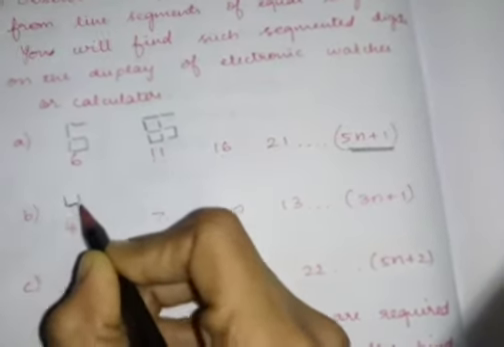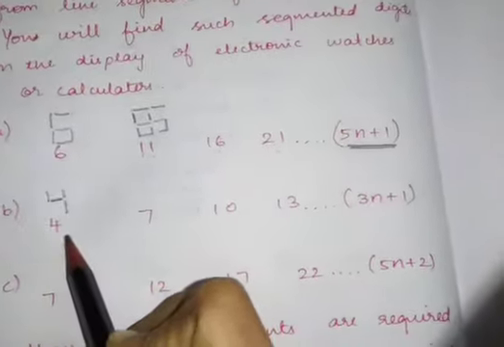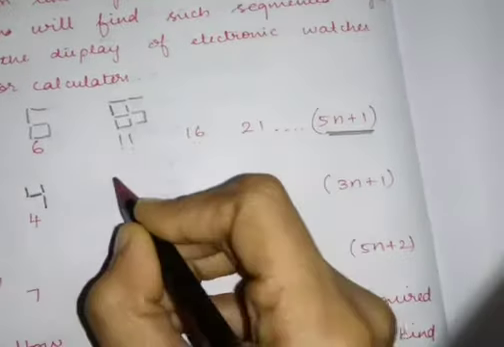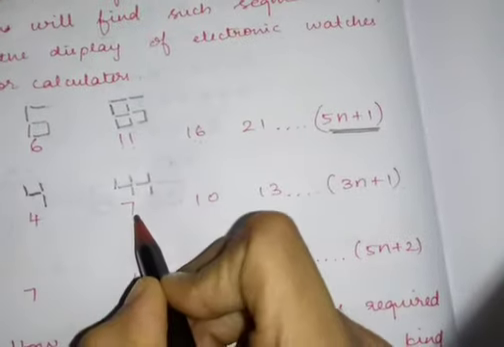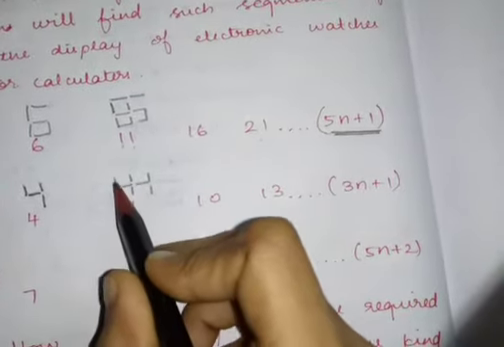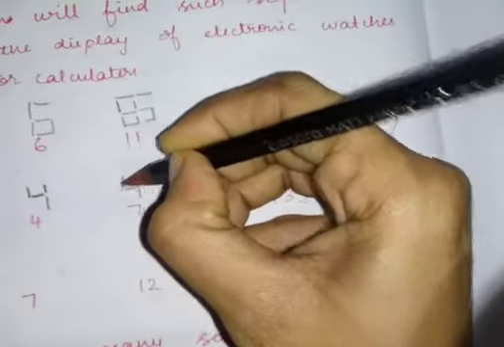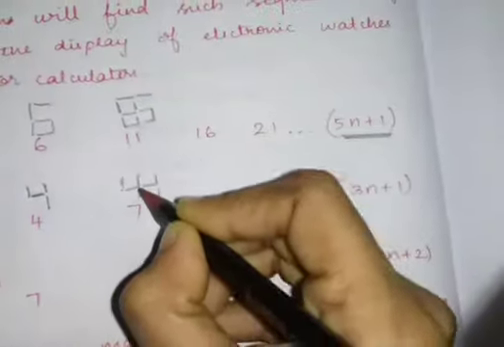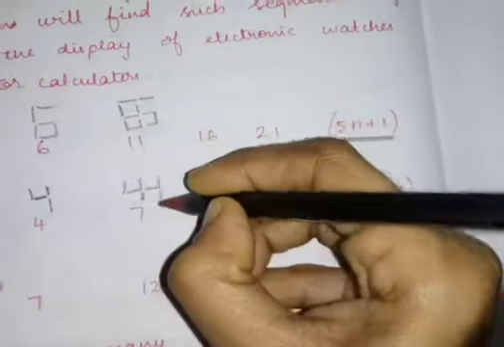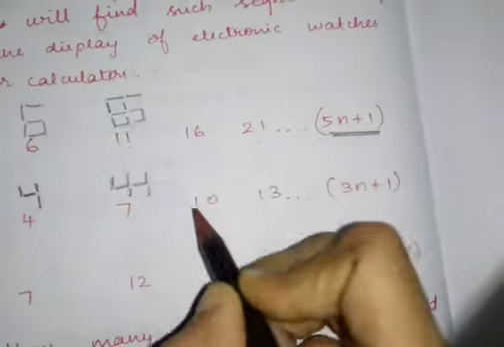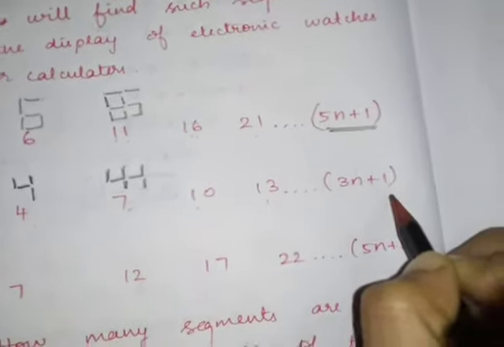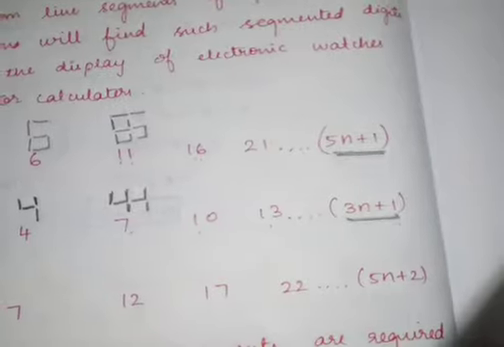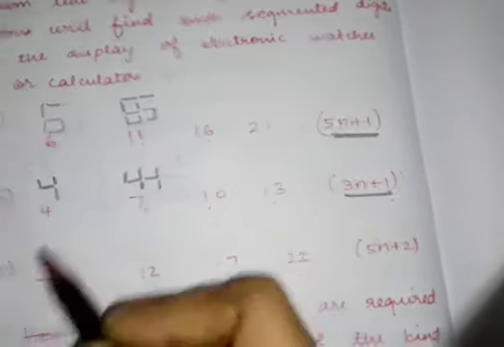Next, B problem, like 4. Like 4, the same way they are forming the number 4 with line segments. Then like 2 4s joining. This will be 7. If you count all the strips, this is one strip if you consider, 1, 2, 3, 4, 5, 6, 7. 7 strips will be there. Likewise, next will be 10. Then 13. If it goes on, what will be the pattern? 3n plus 1.